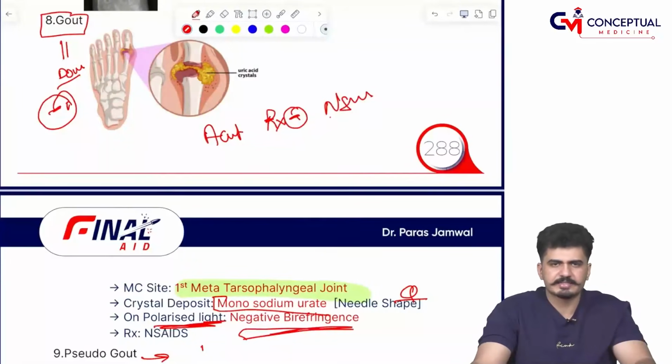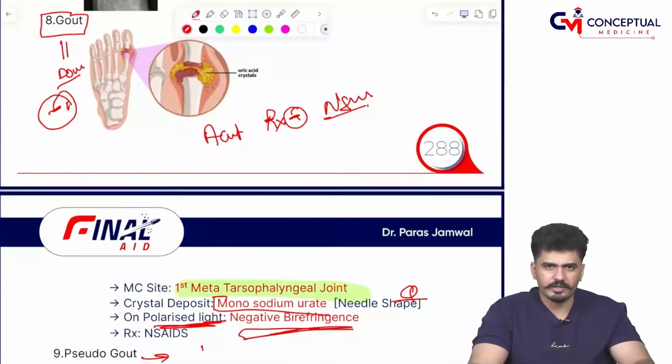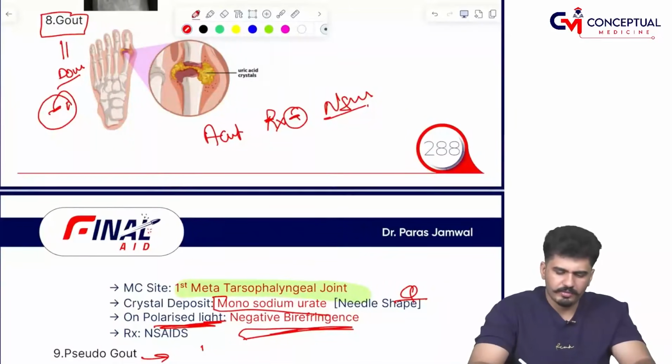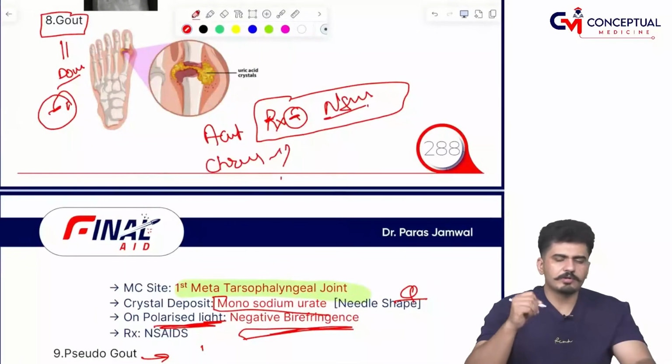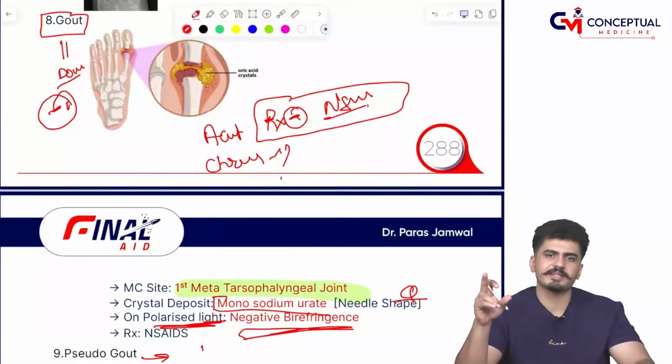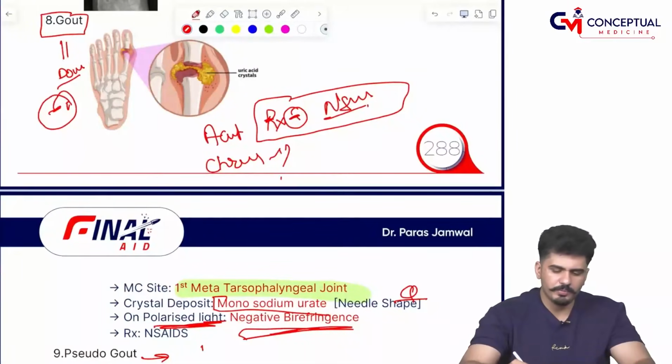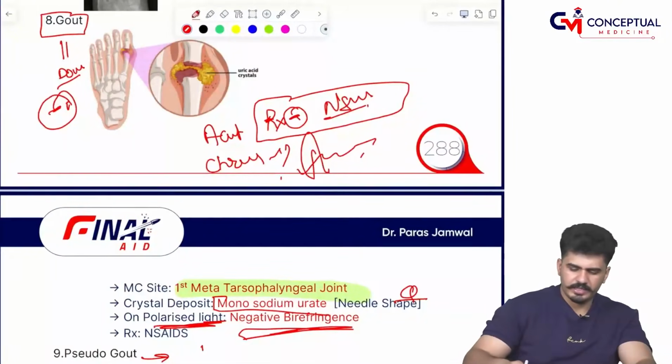NSAIDs, except aspirin and your paracetamol. Now, what about the chronic gout? Can you tell me treatment of chronic gout? Mostly asked question. In acute we give NSAIDs, what do we give in chronic? Allopurinol, xanthine oxidase inhibitor. Very good.